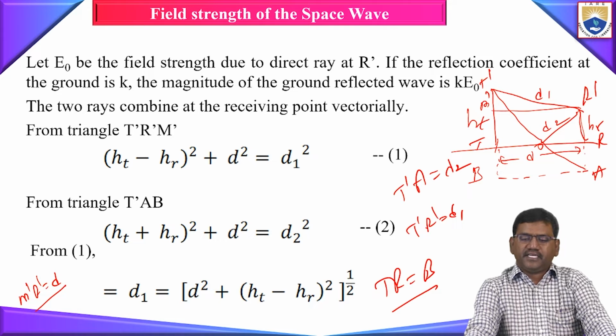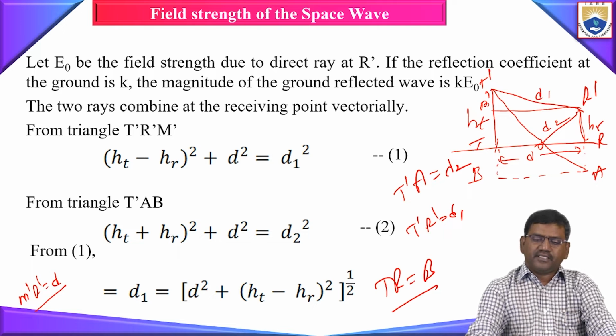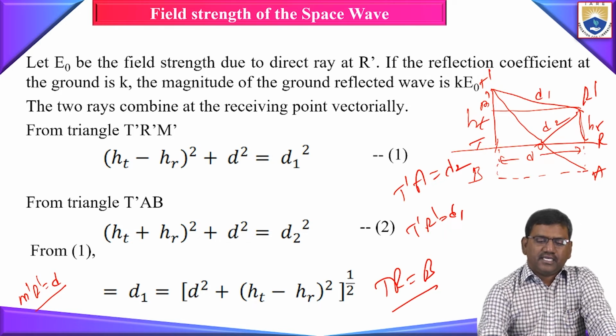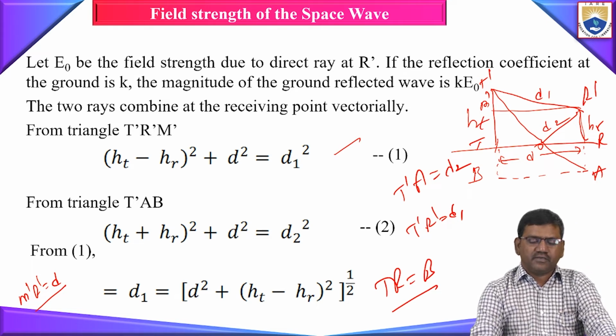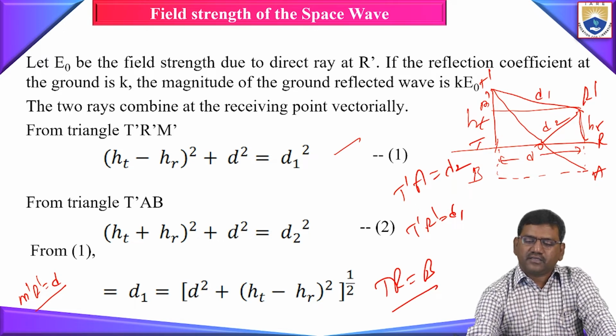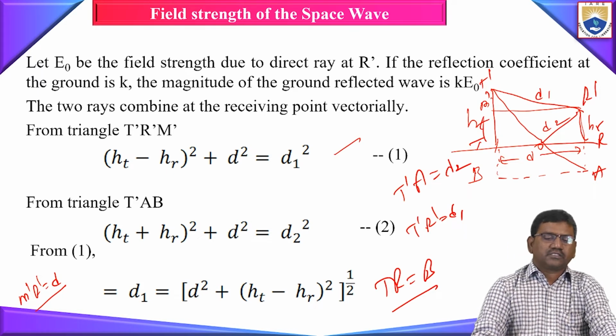Applying the triangle T dash R dash M dash, from the Pythagoras theorem we can write HT minus HR whole square plus D square is equal to D1 square. Here you can see this is HT total. So from this triangle we get D1 square is equal to D square plus HT minus HR whole square.